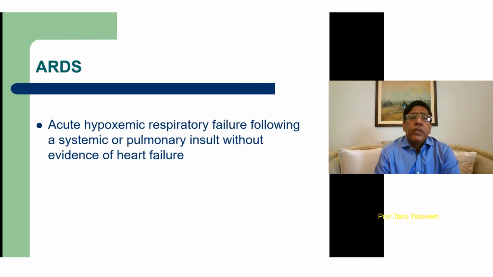This then brings us to what is ARDS, or adult respiratory distress syndrome. ARDS is an acute hypoxemic respiratory failure following a systemic or pulmonary insult, without any evidence of heart failure, right? So this is hypoxemia you get as a result of multiple reasons.